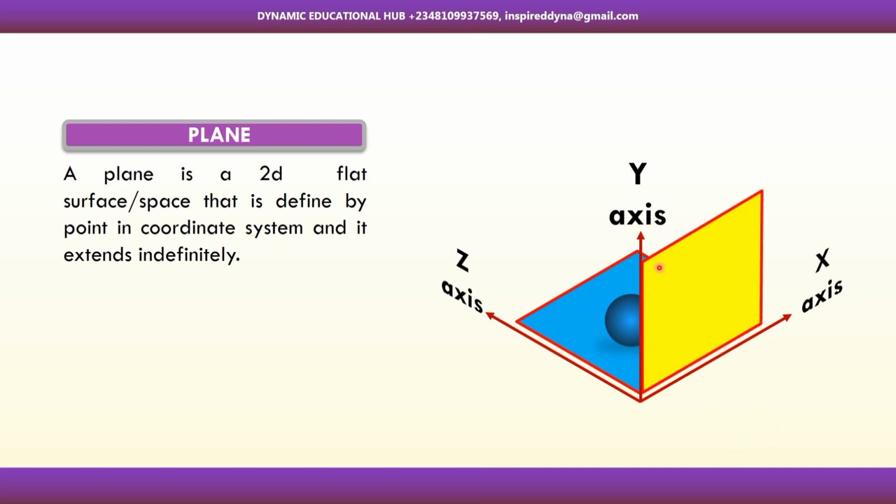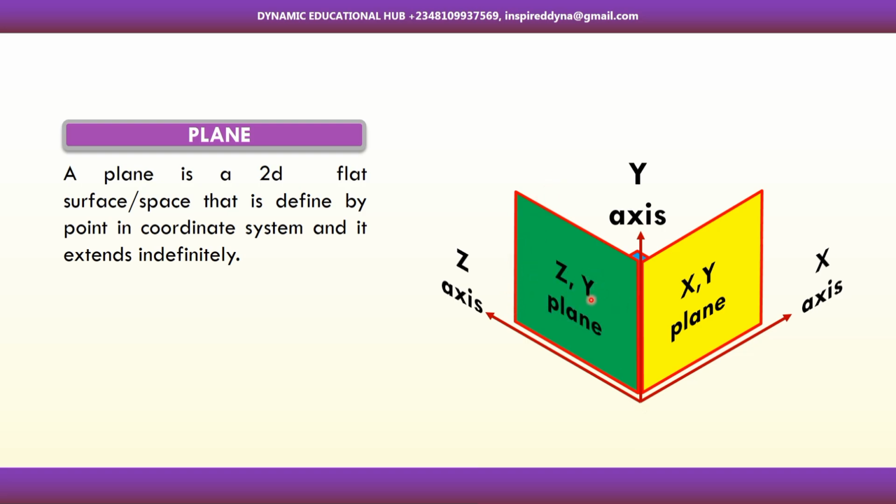Now this one, if you look at it carefully, you will observe that it is changing along the y-axis, increasing along the x-axis. That is why we call it xy plane. This face, this two-dimensional space, is now called xy plane. Now if you cover this side as well, it's changing along the z-axis and y-axis. That is why it's called zy plane or yz plane.